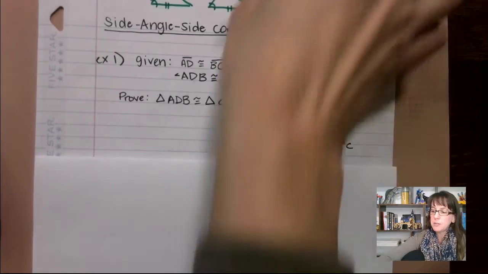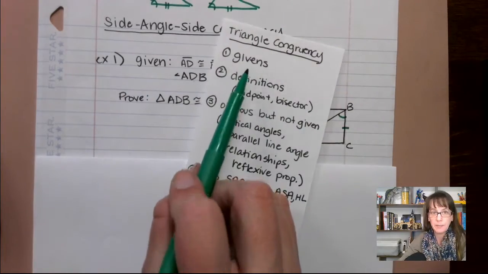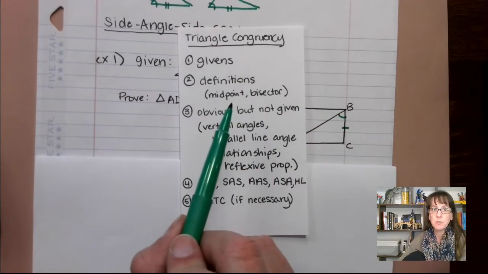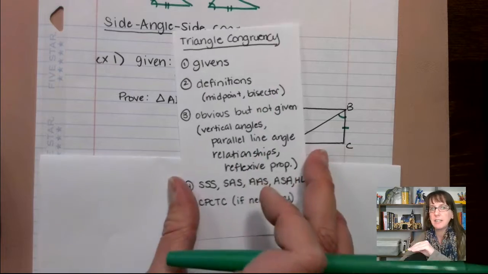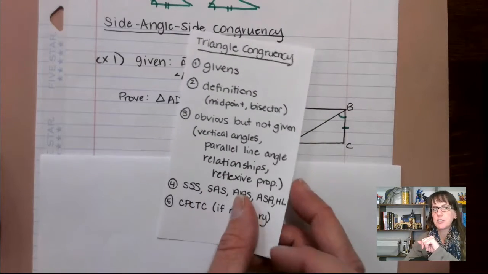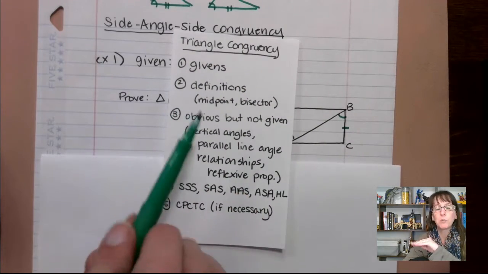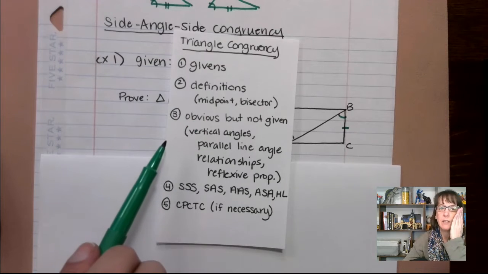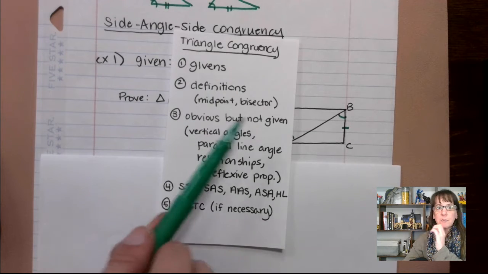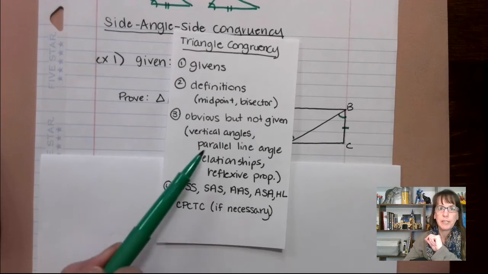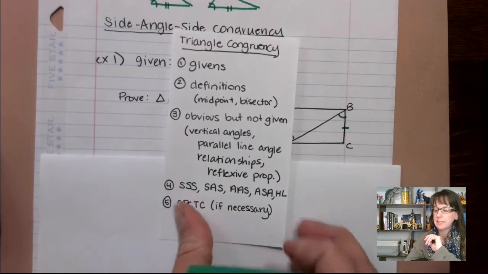Well, the first thing we do on our triangle congruency proofs is we do our givens. Next, we're going to do any definitions, which are midpoint and bisector. For the most part, I don't see any definitions that we need here, so we're going to skip that for now. Number 3 is what I like to call our obvious but not givens. Those are things like vertical angles, parallel line angle relationships, reflexive property.